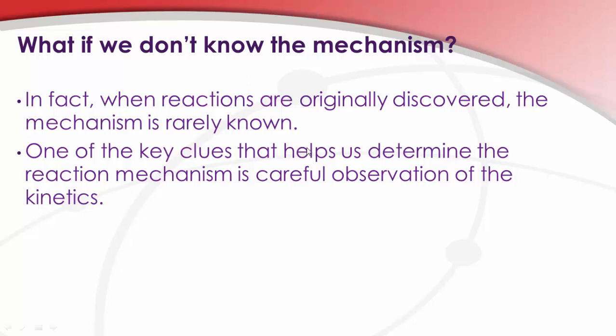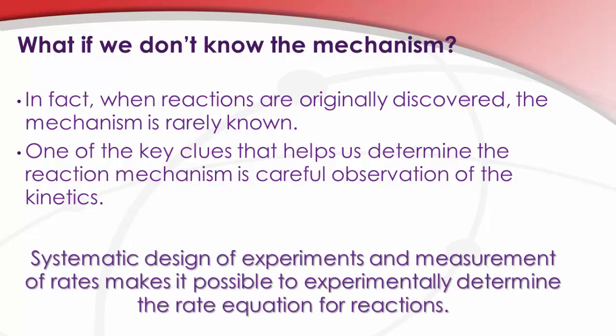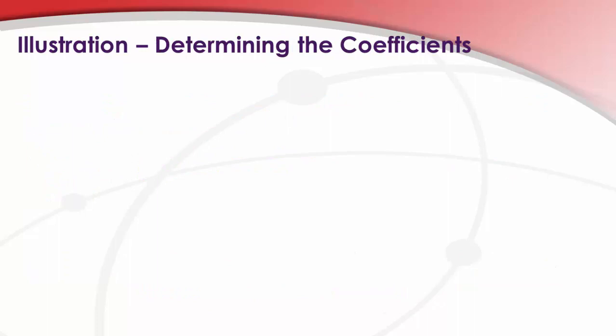In fact, one of the key clues that helps us determine the reaction mechanism for a given reaction is careful observation of the kinetics involved. In other words, we figure out the rate equation first to help us determine the reaction mechanism. So how do we do this? We do it with systematic design of experiments. We measure the rate as we change the concentrations. And experimentally then we can determine the rate equation for our given reactions.